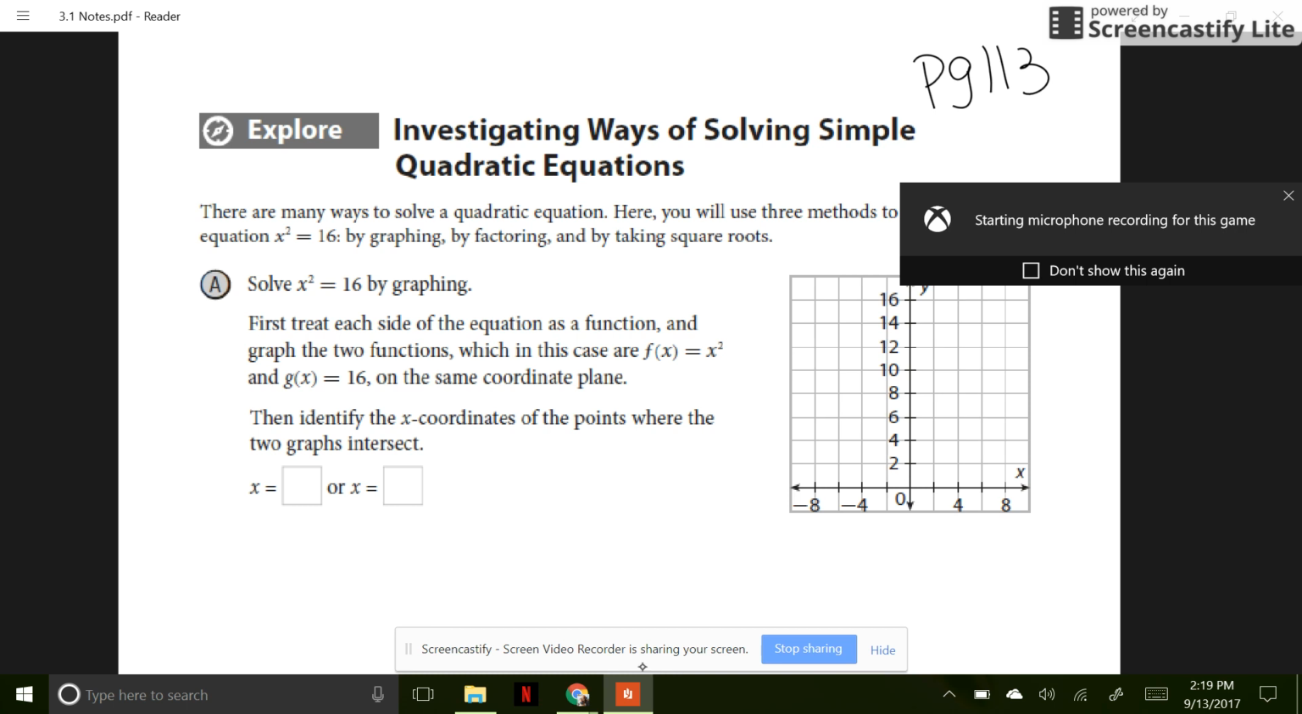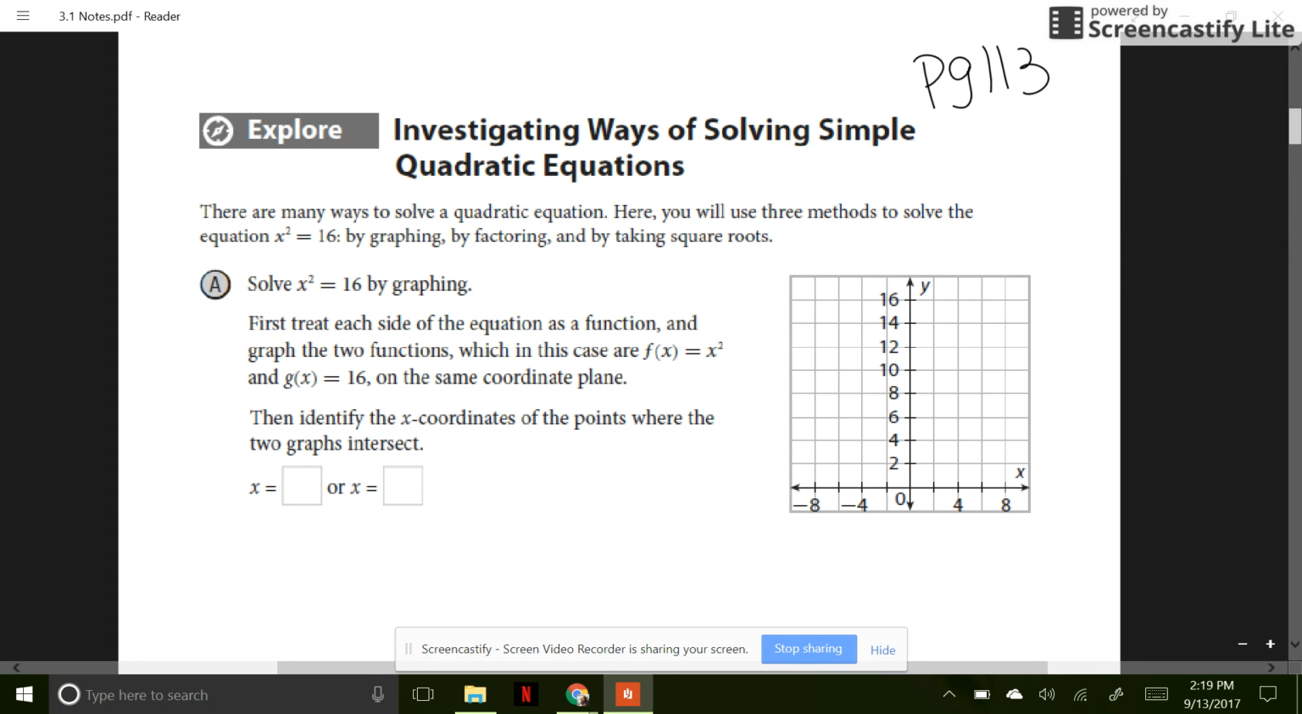So we're starting here, section 3.1, talking about ways of solving quadratic equations. So starting out on page 113 here, starting with the simple ways we can solve quadratics. We're going to use three methods: graphing, factoring, and by taking square roots.